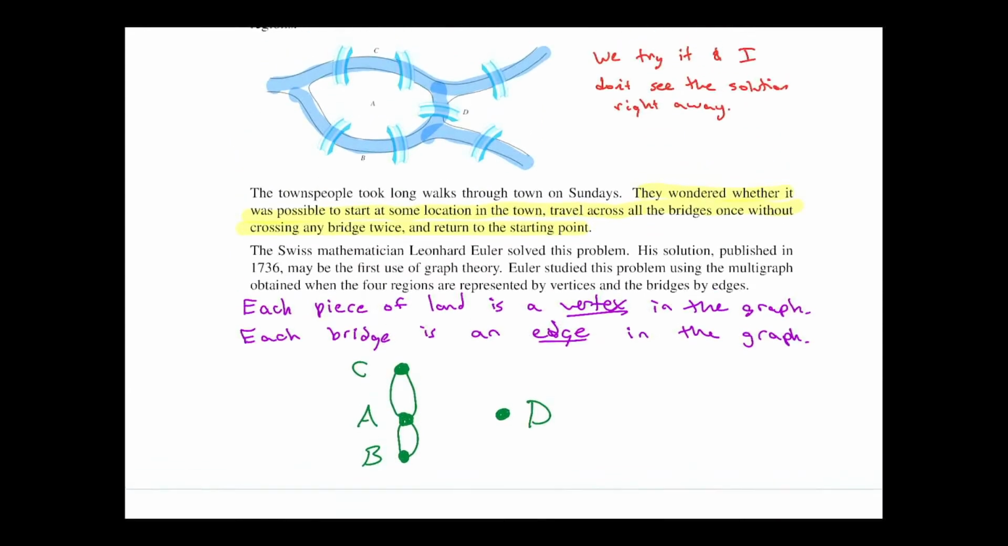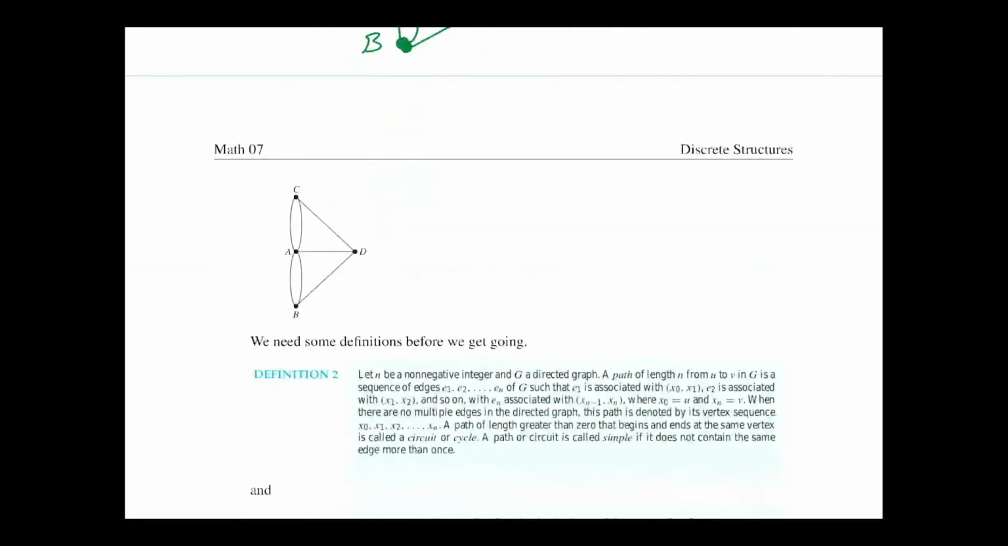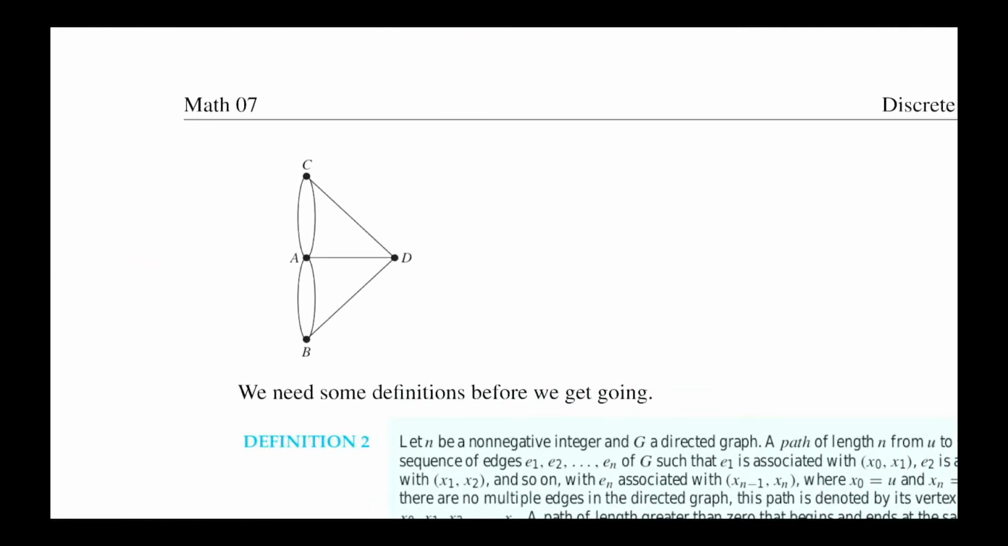Okay, that's not done. We've got a bridge here, which is from D to C, right? All of this up here is C. So we have a bridge from D to C. We have a bridge from A to D, like that. And then we have this bridge, which is from D to B. There you go. So there is your graph representation of this problem. And so here's the graph that they drew.